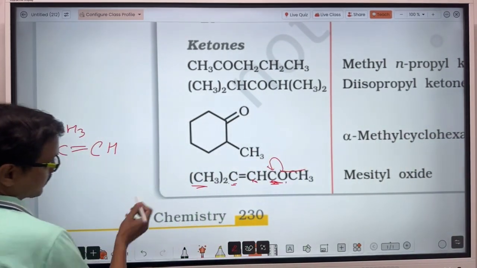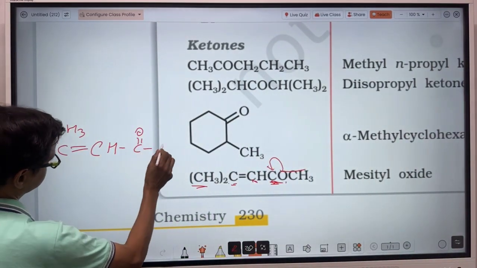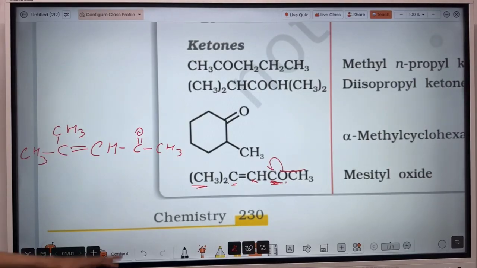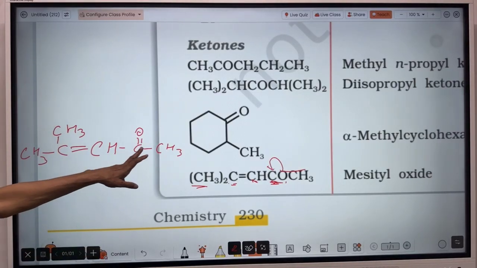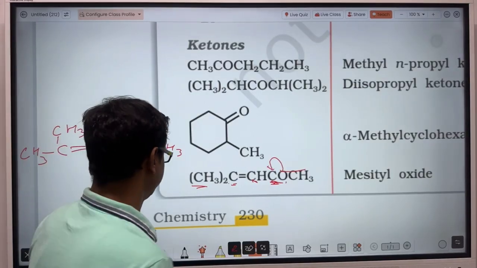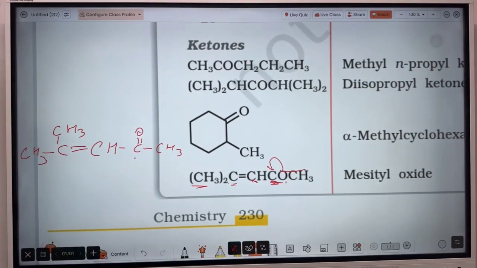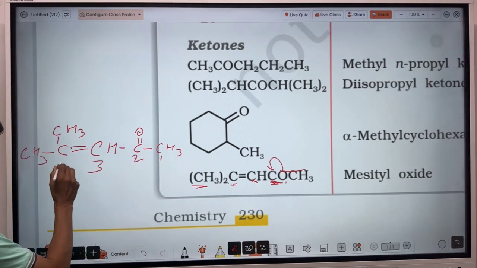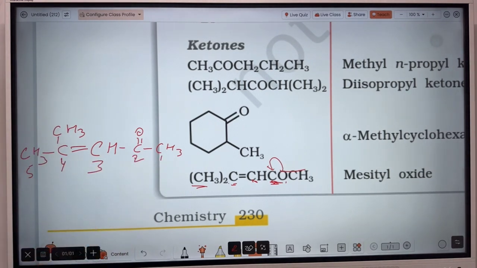Now watch out, this is a ketonic group. So here you must include this carbon in the main chain, and these 2 carbons. Now you will have to do the numbering in such a way that the ketonic group will acquire the lowest position. That is possible when you do numbering from right to left.